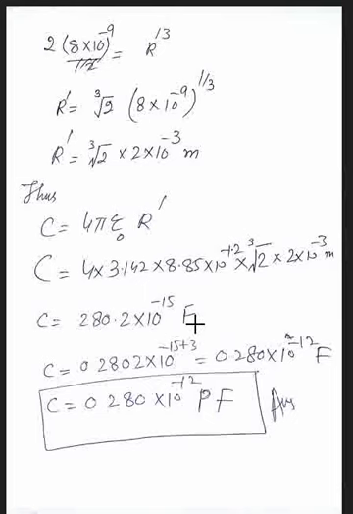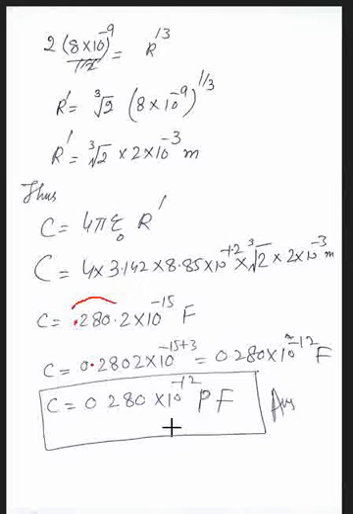So we want to convert it into picofarad, because this is in femtofarads. Picofarad is normally the unit used in the industry. So we have to make it 10 power minus 12. In order to make it 10 power minus 12, we add 3 here, so the point will be shifted 3 digits. So 1, 2, 3, the point will be here. So it will be 0.280 into 10 to the power minus 12 farad.